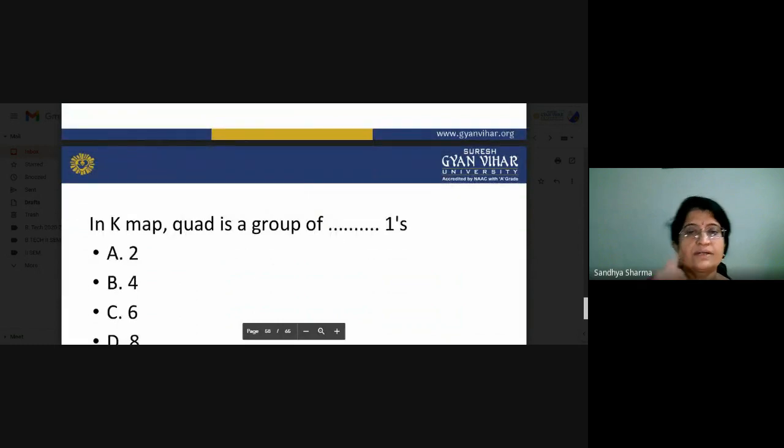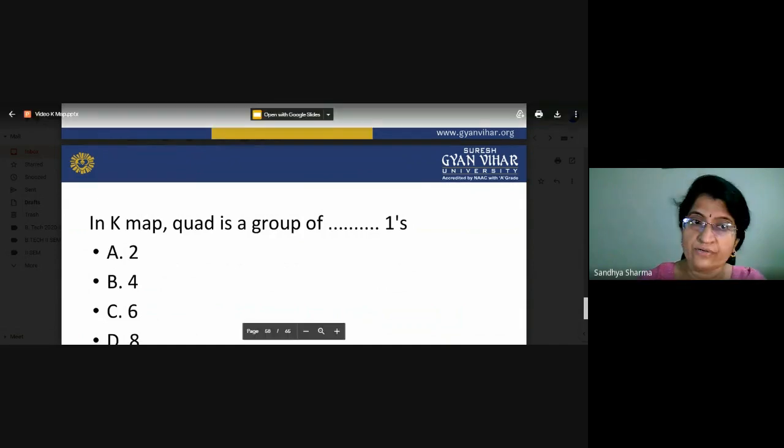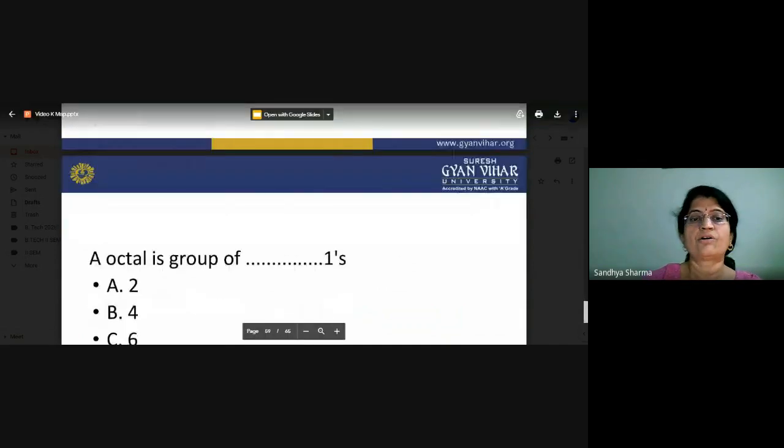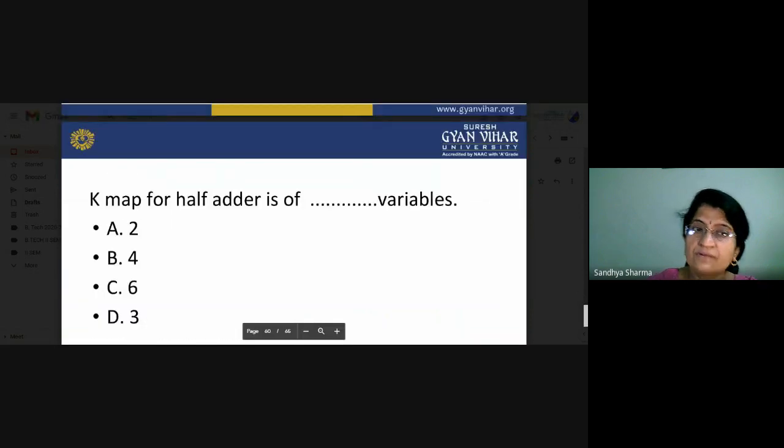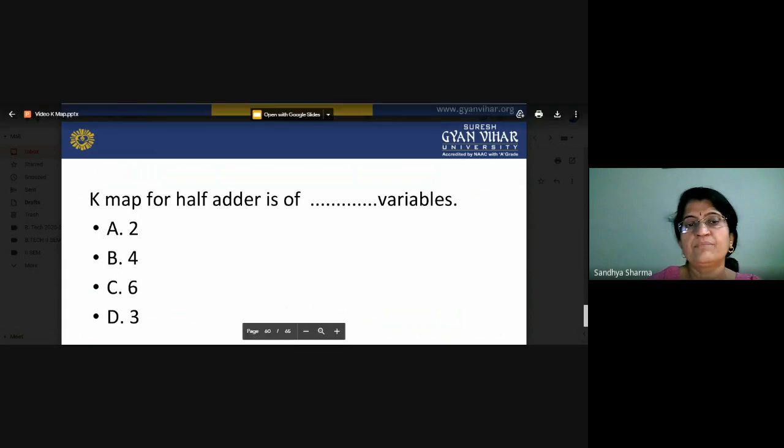In K map quad. So what is the quad? What is the octal? So what number of ones are in the quad? So you will know it very well. Octal is the group of how many ones are using in one octal. K map for half adder, so you can design a K map. For half adder, how many variables are there?